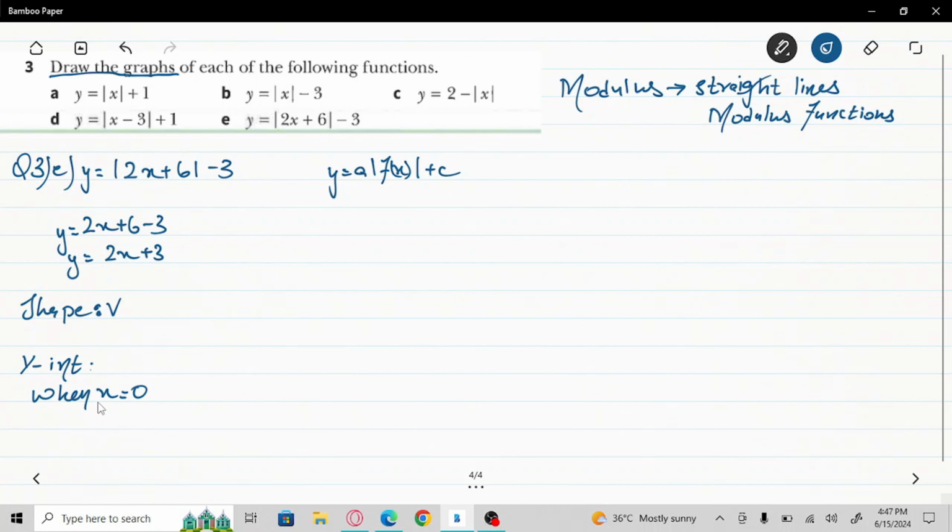The y-intercept is found when x equals 0. So when x equals 0, y equals 2x plus 3, so y equals 2 times 0 plus 3.